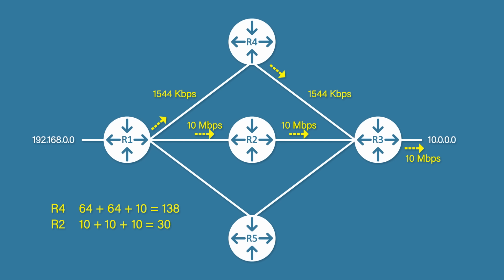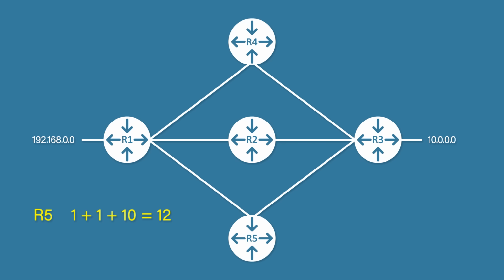Last but not least, router 5. The first link is 100 megabits per second this time. This means a cost of 1. The second link is also 100 megabits per second. And the last link, as we know, is 10 megabits per second. The total cost for router 5 is 12. So as I'm sure you've guessed already, the lowest cost is the best. So as router 5 has the best cost to the 10.0.0.0 subnet, this route is the winner and it is added to the routing table.